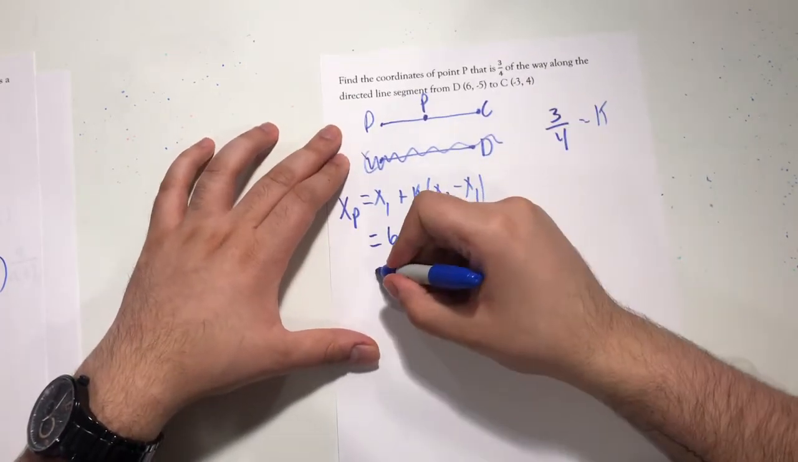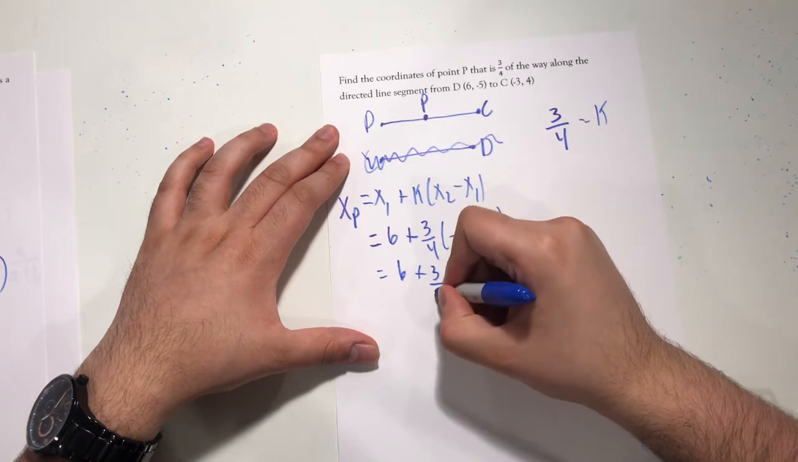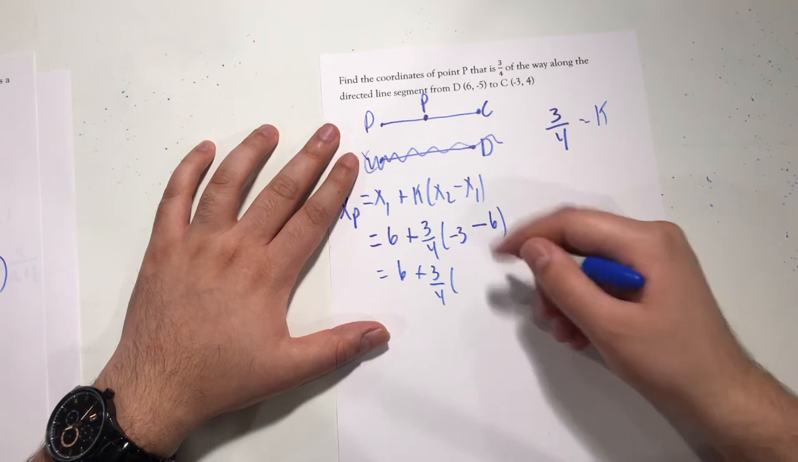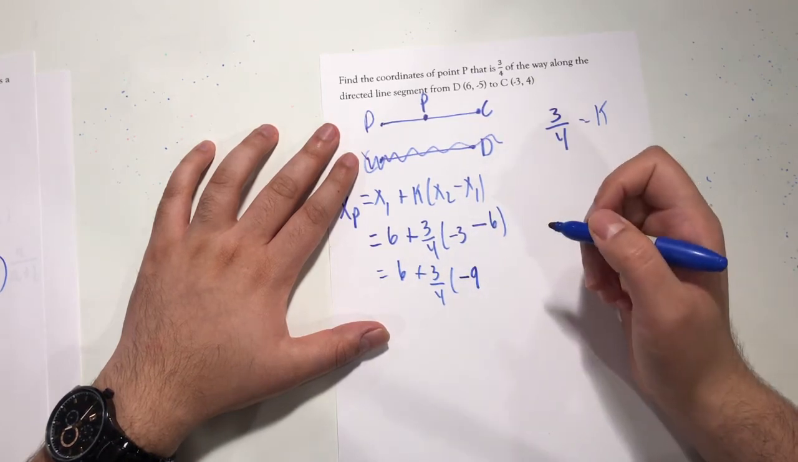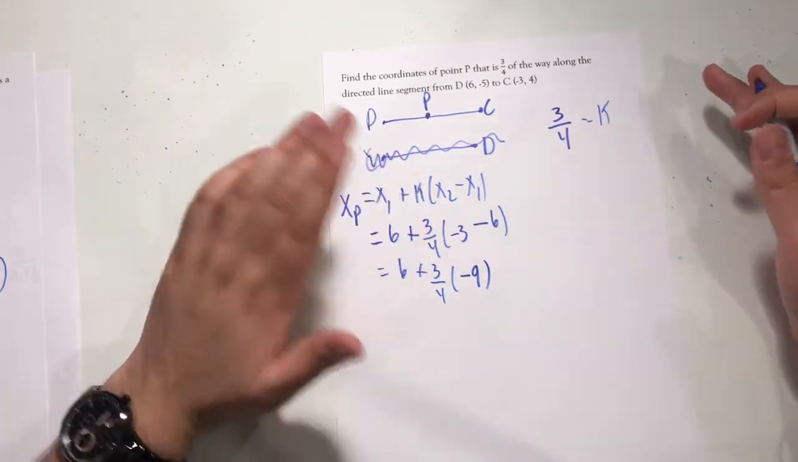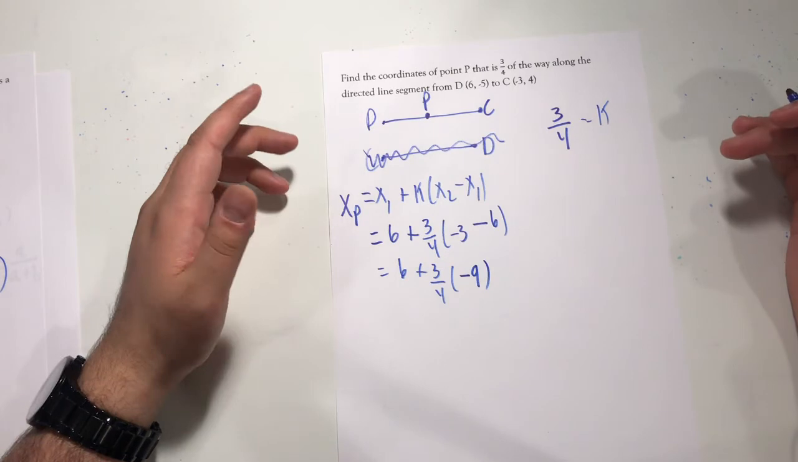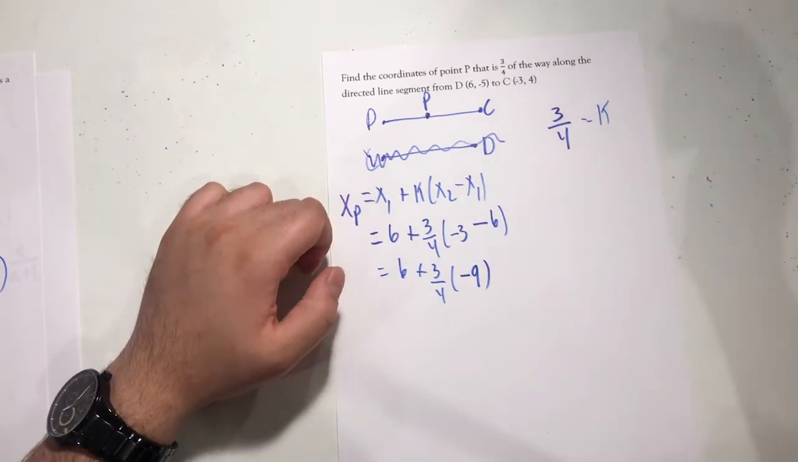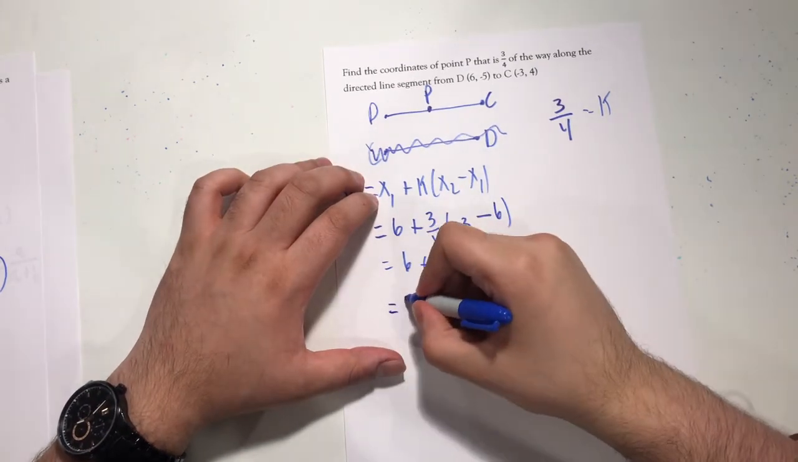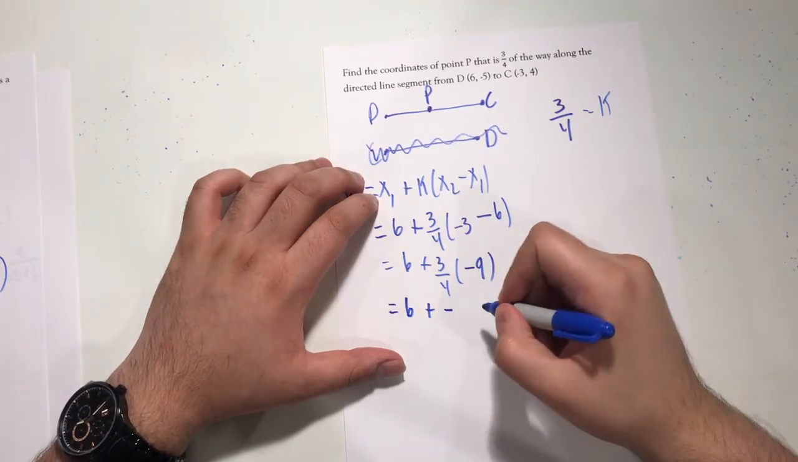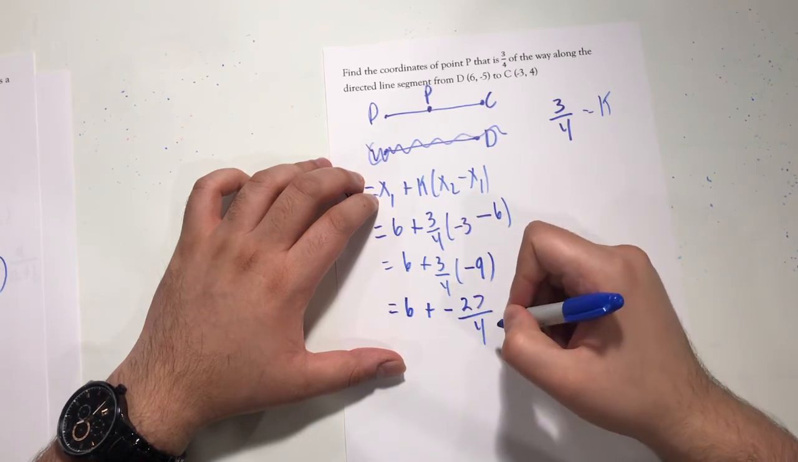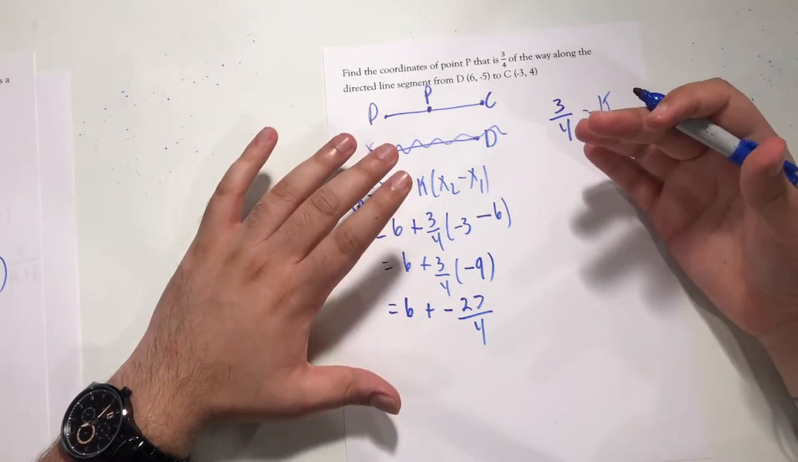Now, computing all this, we get 6 plus 3 over 4 times, what is this, negative 9. And this is going to end up being a fraction as a coordinate point, which is totally fine. Coordinate points can have fractions in them. So 3 times 9 gets us 27, and I don't believe that simplifies, right? So we have 6 plus negative 27 over 4.